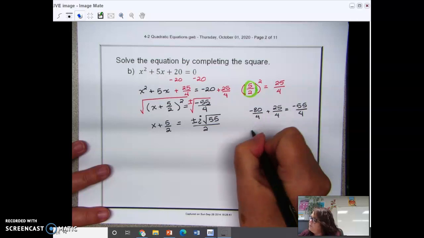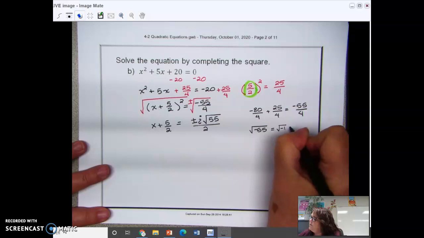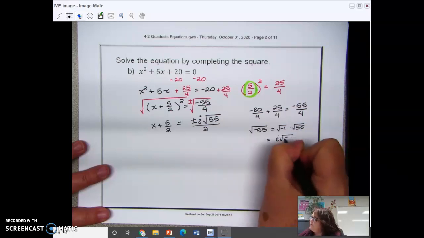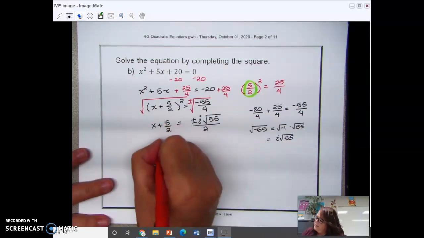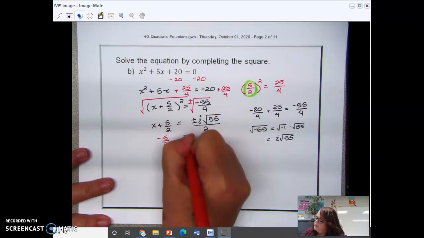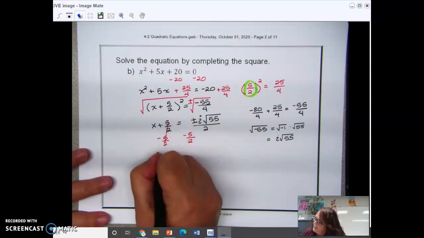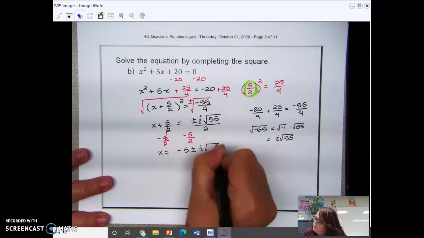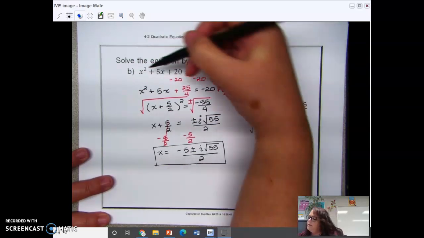Okay, so think of when we have that square root of -55, think of it as the square root of -1 times the square root of 55. And so we get i root 55. Okay, so then I'm going to get the x by itself by subtracting 5/2. And the good news is I have a common denominator. And so we get x is equal to -5 plus or minus i root 55 all over 2.